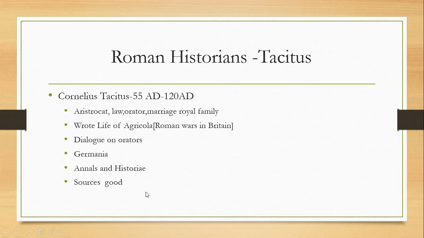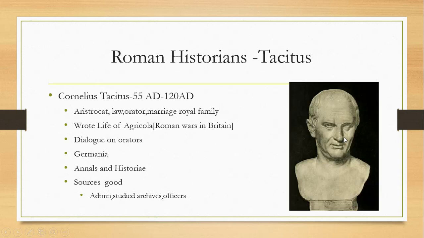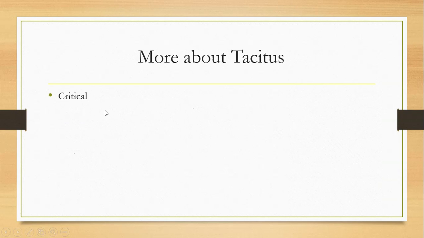His sources are very good because he was an administrator. He had access to all officers and all. He also studied the archives and contemporary history. He had officers in various places, so his sources were very accurate. For example, for writing Germania, he collected information from officers who were there at the borders, and whatever he got, he put his own interpretation to it. He had his own style. So this is Tacitus. More about him: he was very critical.